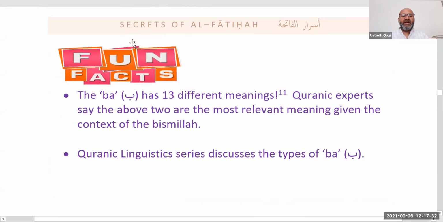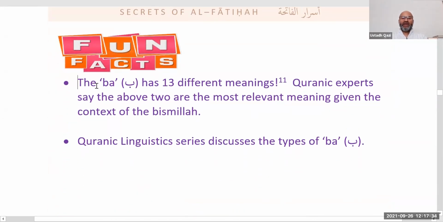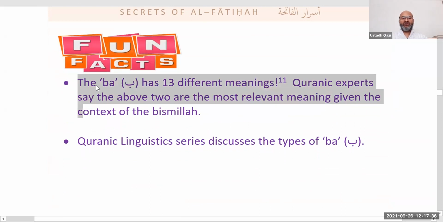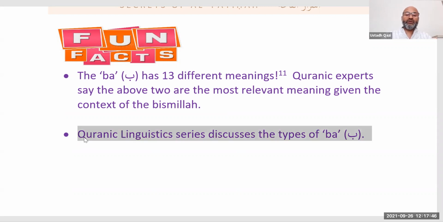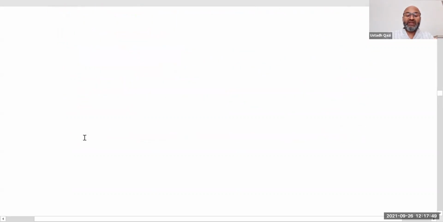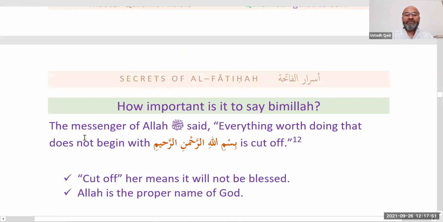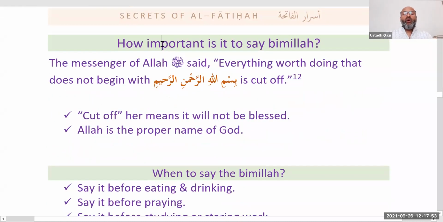Here's some fun facts. The ba in the Arabic language has 13 different meanings. I've already explained that. And the Quranic Linguistics series, which I hope all of you will continue to study, and this is the first course, kind of the preparatory course, we'll look into all the amazing meanings of al-ba. The question is, when do we say Bismillah? How important is it to say Bismillah?